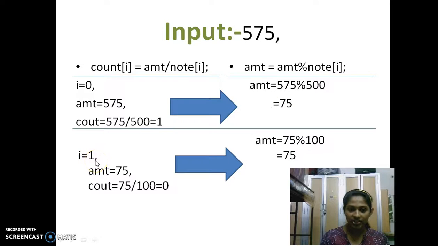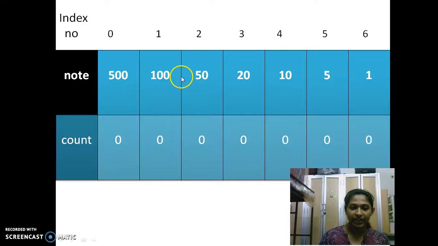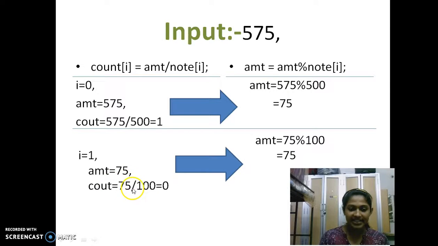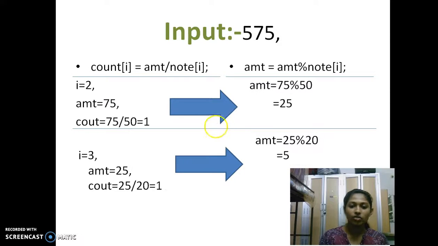Now during the second iteration, when i is equal to 1, the amount is 75. The same statement I'll be repeating: amount divided by note at i. In the array note, the value at the first index is 100. So I'll be saying 75 divided by 100. This will give me a quotient of 0, and a remainder of 75. So that makes no difference. Now moving on to the third iteration, the amount will be 75 as it was earlier, and the value note at i will become 50.